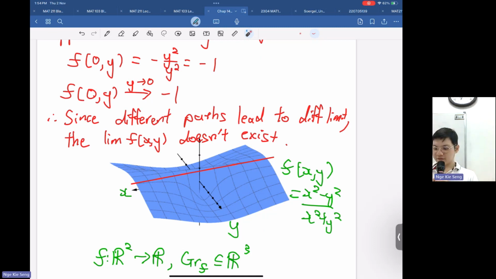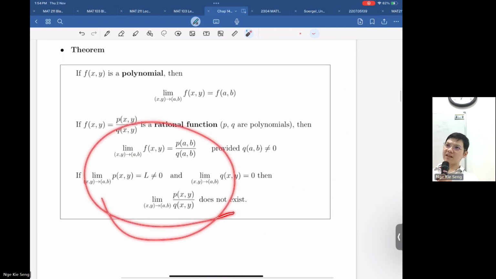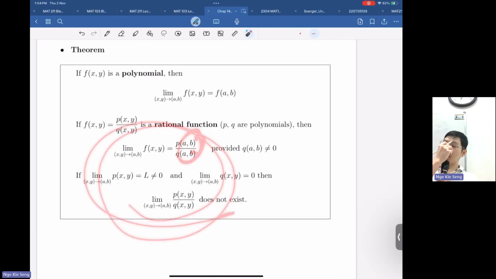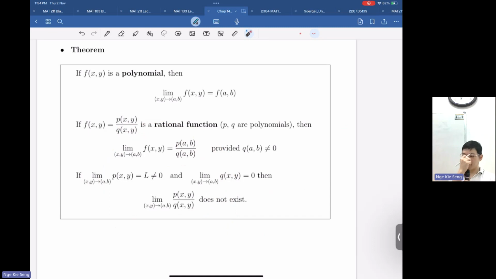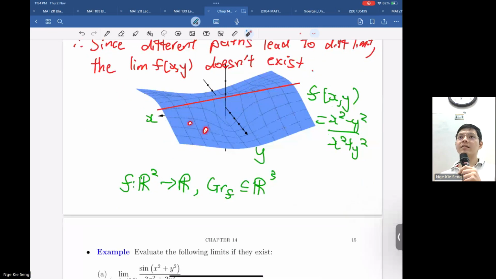What do you mean? Oh, for other paths, does the limit exist? Yes. You can just compute using the theorem here. Just evaluate them. And at other places, correct, because you can see from this picture that it is continuous at other places. It's continuous.